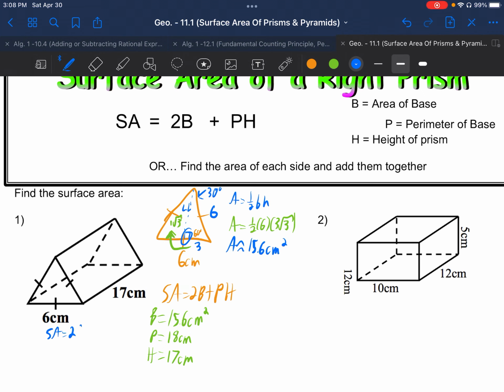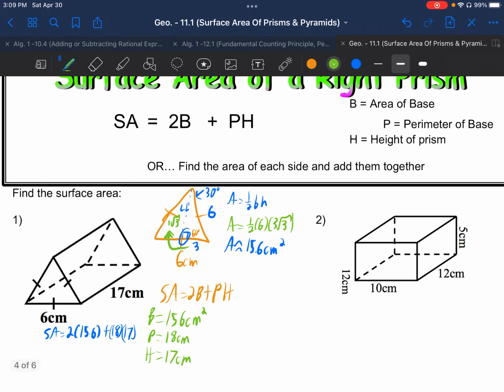Surface area is equal to 2 times 15.6 plus 18 times 17. So if we put that onto our calculator and let it do the work for us, we end up getting the surface area to the nearest tenth to be 337.2 square centimeters. And remember, just like area, it's in square units. So surface area is no different than that.